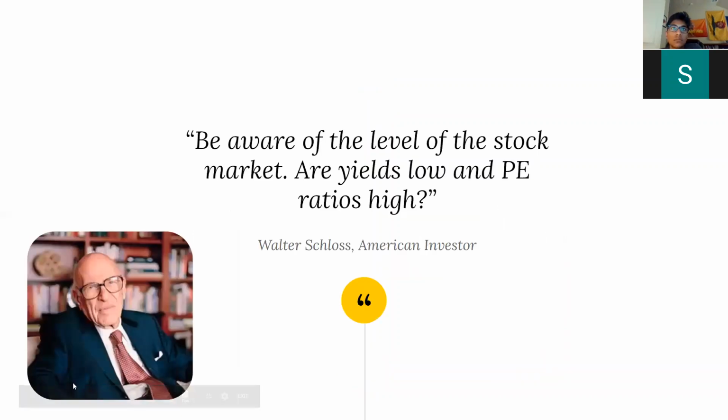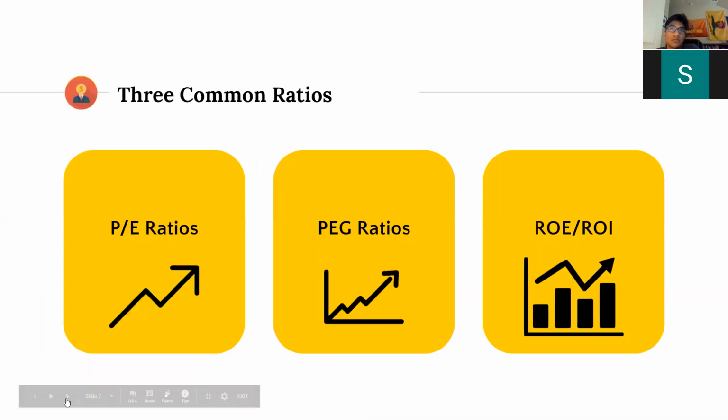If you want to go into the next slide, this is a quote from Walter Schloss. The quote says, be aware of the level of the stock market. Are yields low and PE ratios high? PE ratios are one of the 3 ratios we're going to talk about. The purpose of putting the quote there is just to show you that top value investors look at these fundamental ratios to make smarter investments. The 3 ratios we're going to be talking about today are PE ratios, PEG ratios, and ROE or ROI ratios. So I'll go ahead and cover the first one. Go to the next slide, Nathan.